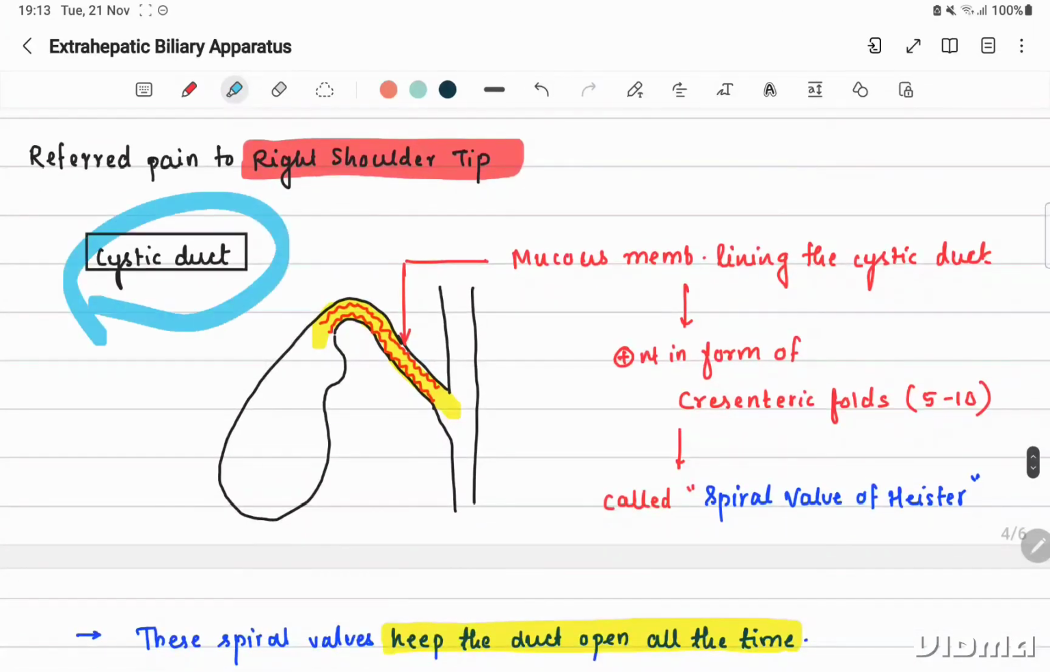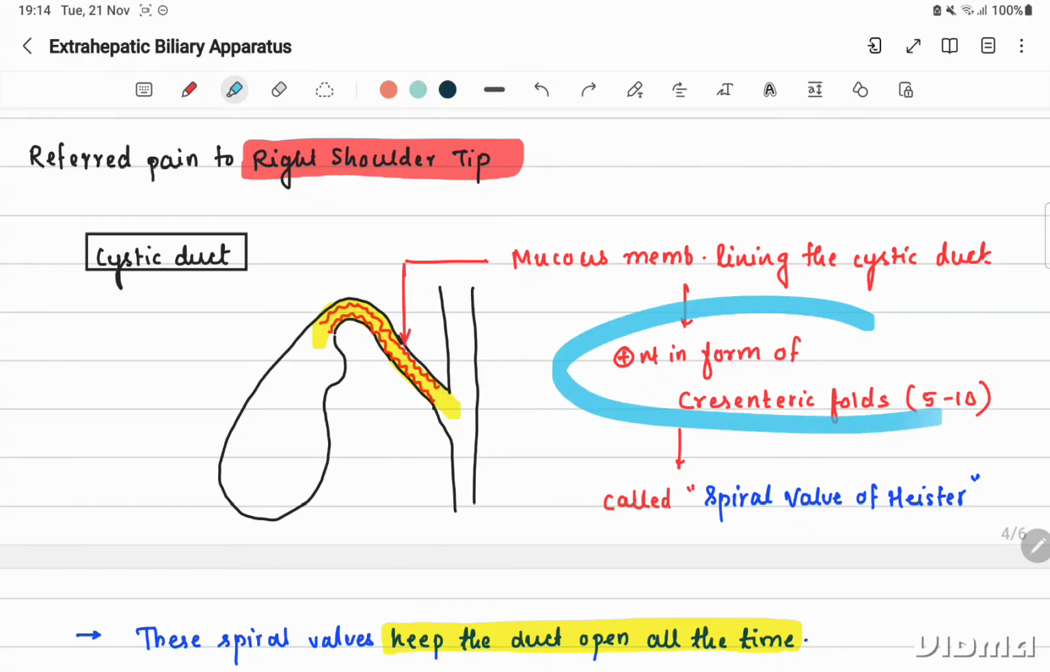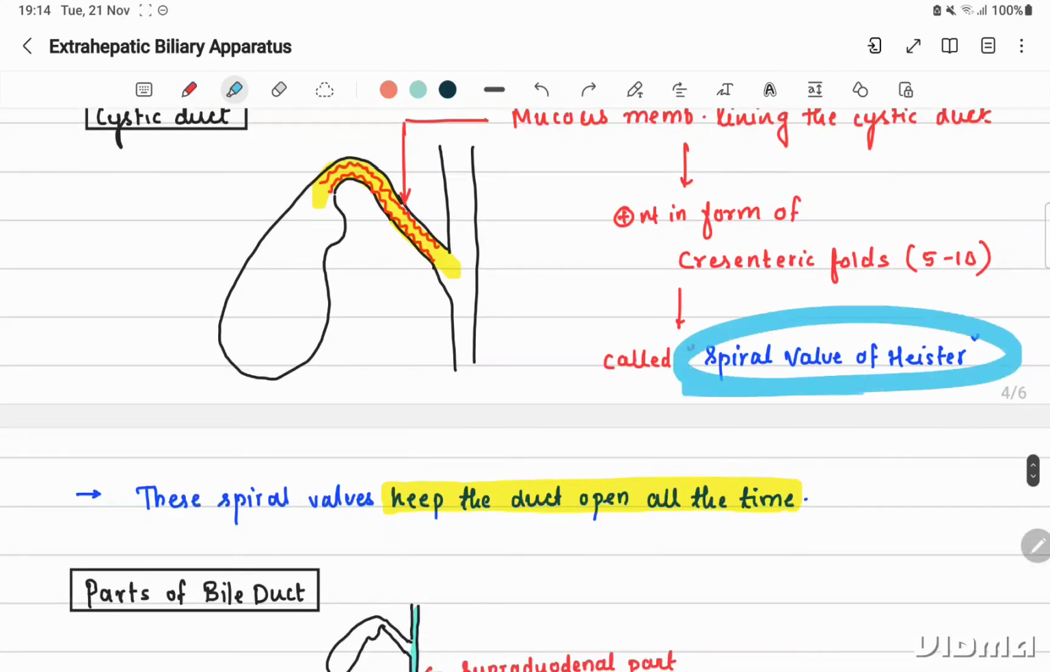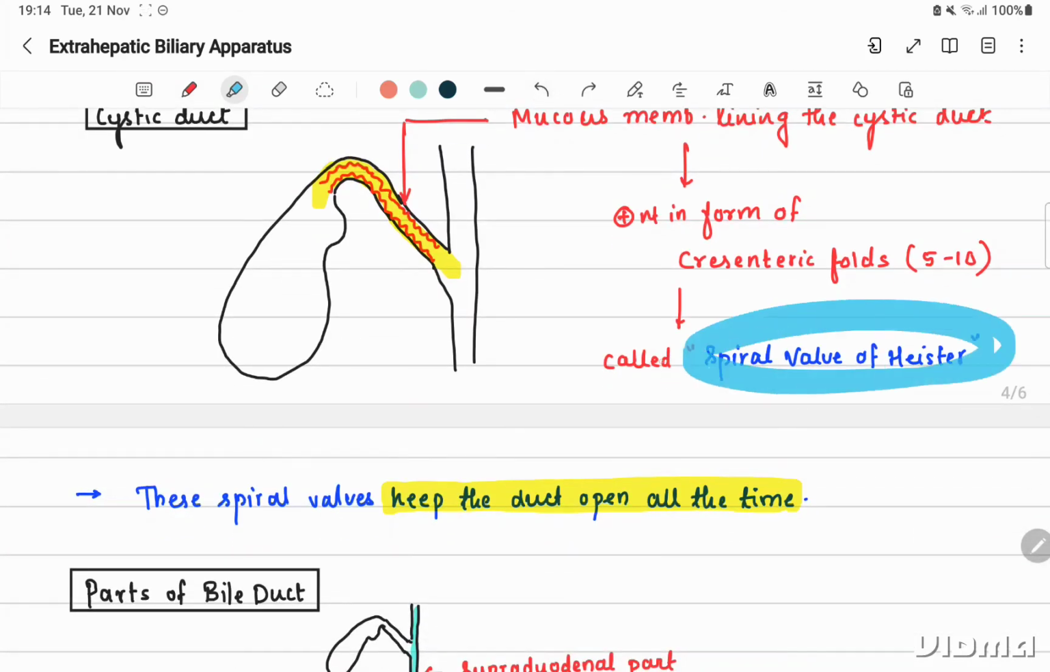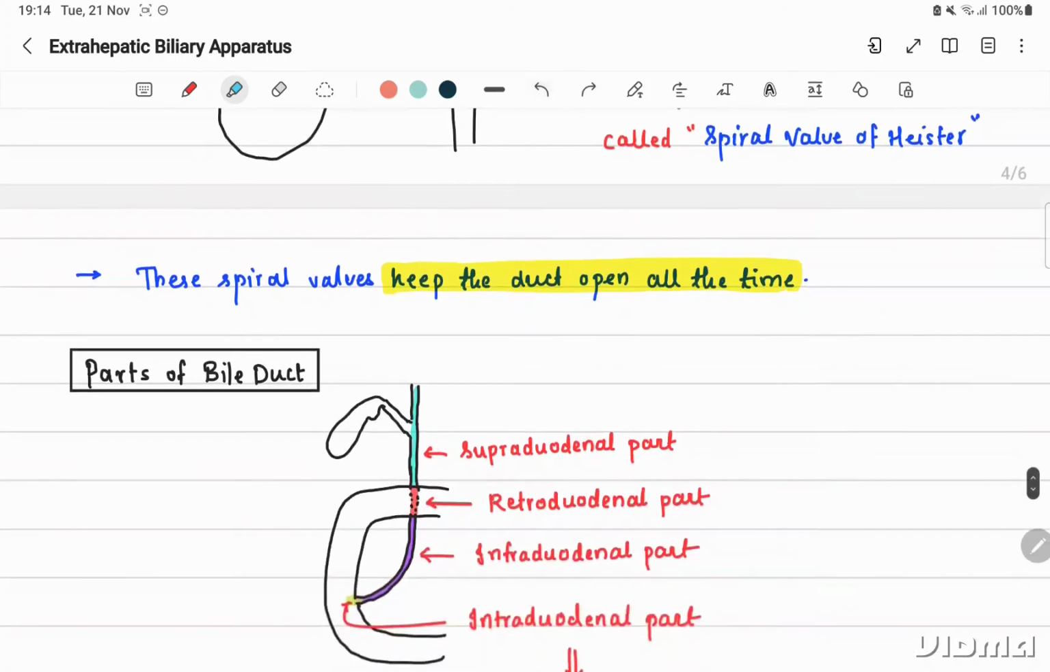Talking about the cystic duct, what is the interior of the cystic duct? Mucous membrane lines the cystic duct and is present in the form of concentric folds. 5 to 10 concentric folds are there, which are called the spiral valves of Heister. These spiral valves keep the duct open all the time.